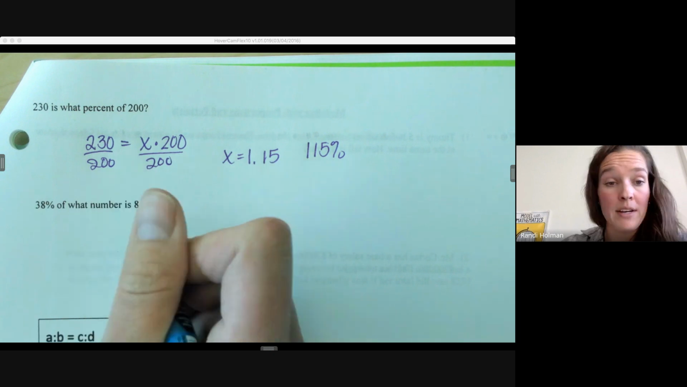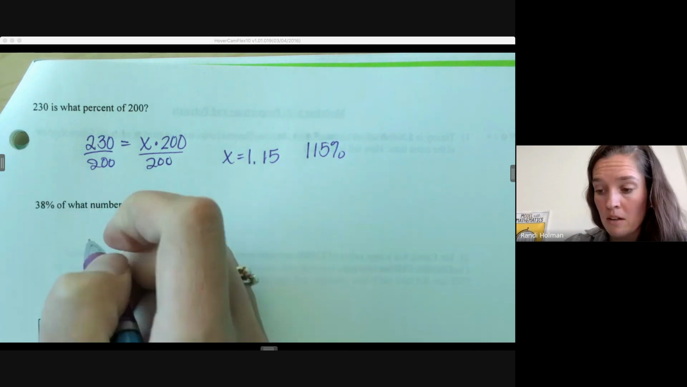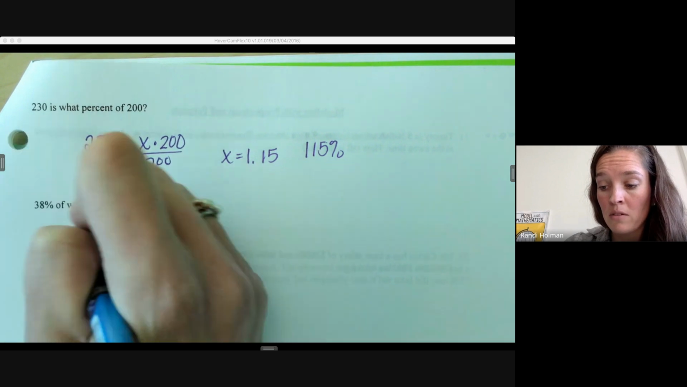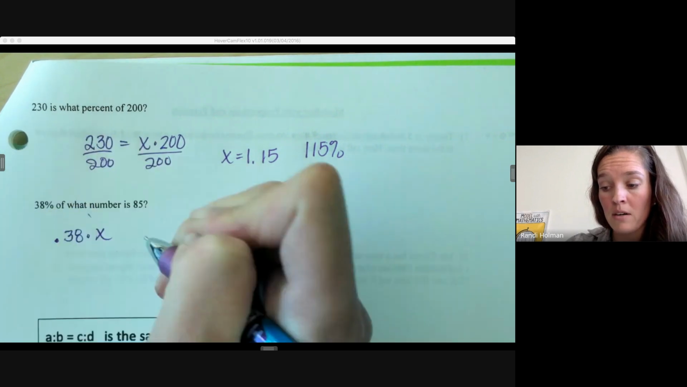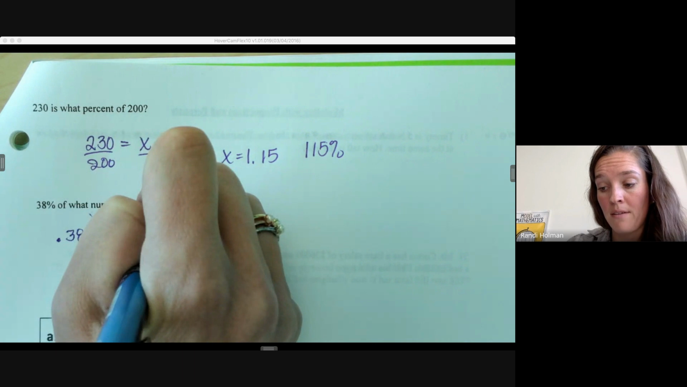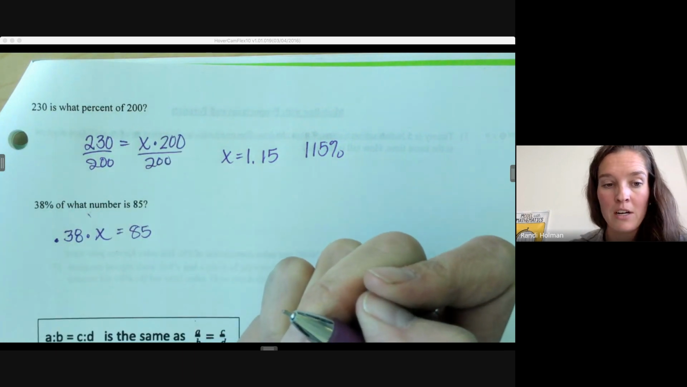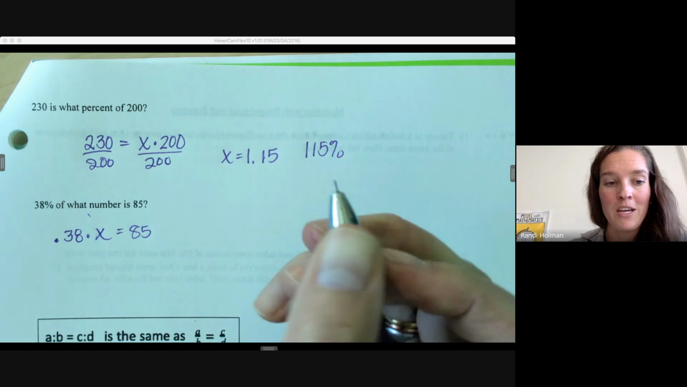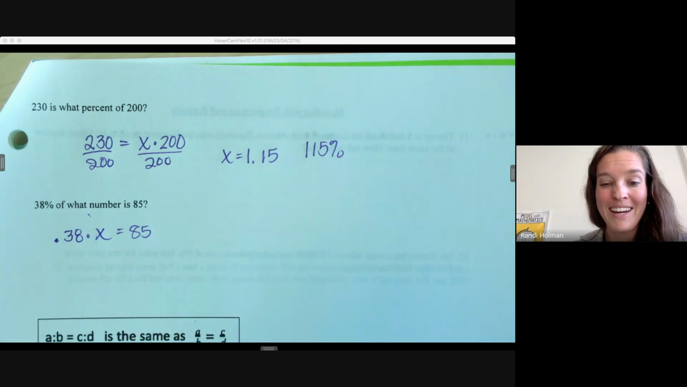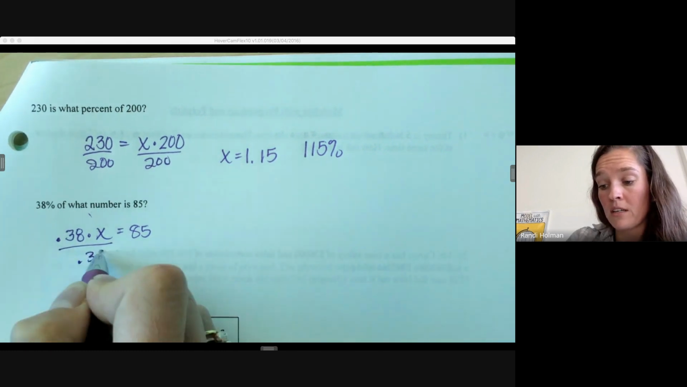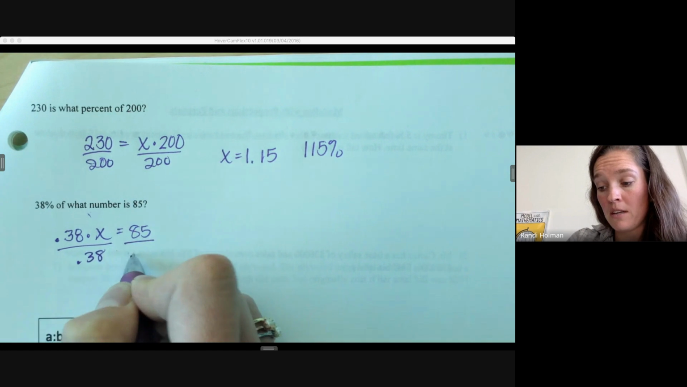38% of what number is 85? So this one's a little different. This is the thing we don't know. 38% as a decimal of what number is 85? Okay, think a second. Should it be bigger or smaller than 85? Taking 38% of something, we're getting 85. So what we have there should be larger than 85. So to get x by itself, we're going to divide by that 38% as a decimal.